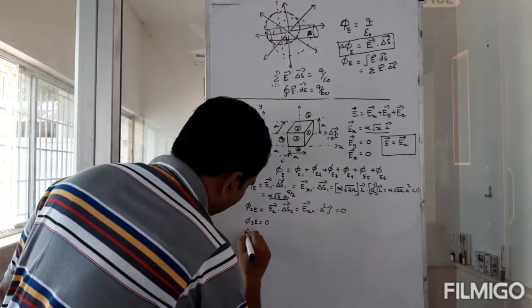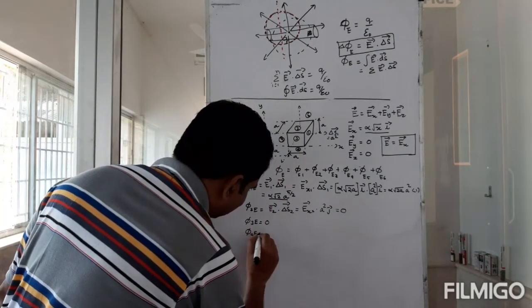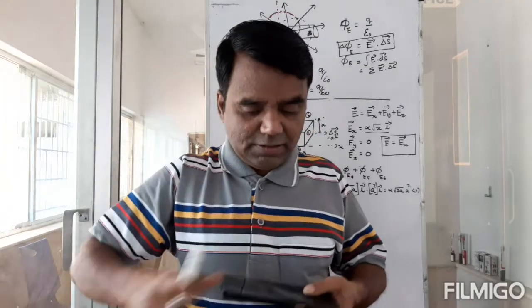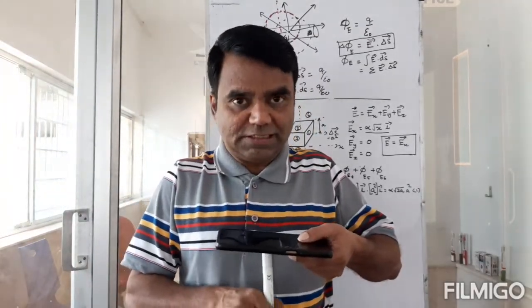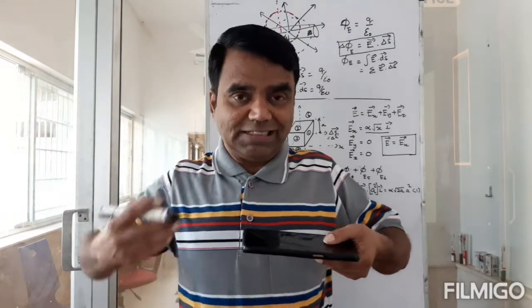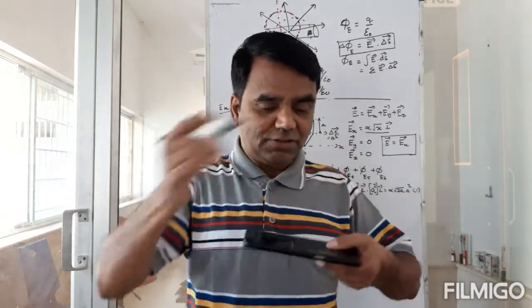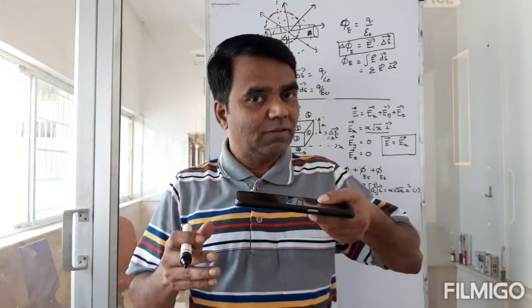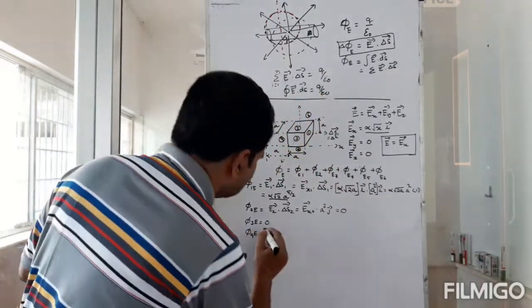And what about phi 4e? Well, phi 4 is the border, right? So the border is like this. Then the surface vector, the area vector, is like this. But then the E vector is only in this direction. So again 90 degrees. So the dot product will give you 0. So phi 4e is also 0.